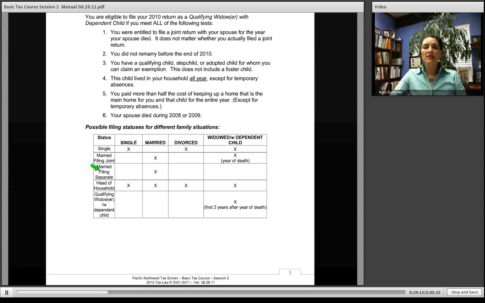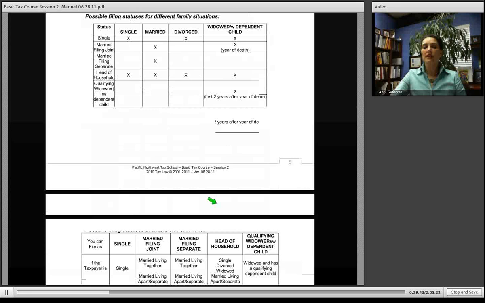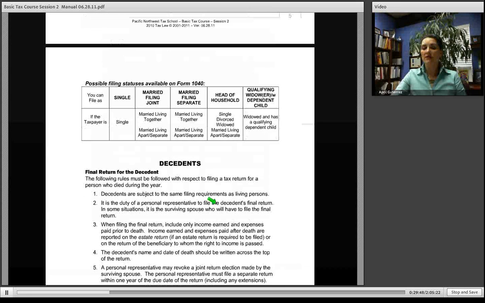Married filing separate, in order to use that status, you must be married. Head of household, in order to use that status, you must be single. In certain situations, you can be married if you meet all of the tests for being considered unmarried. You can also file as head of household if you are divorced or if you are a widow with a dependent child or a qualifying person. And finally, who qualifies for qualifying widower status? Well, only a widowed parent, and then only for the first 2 years after the year of death.